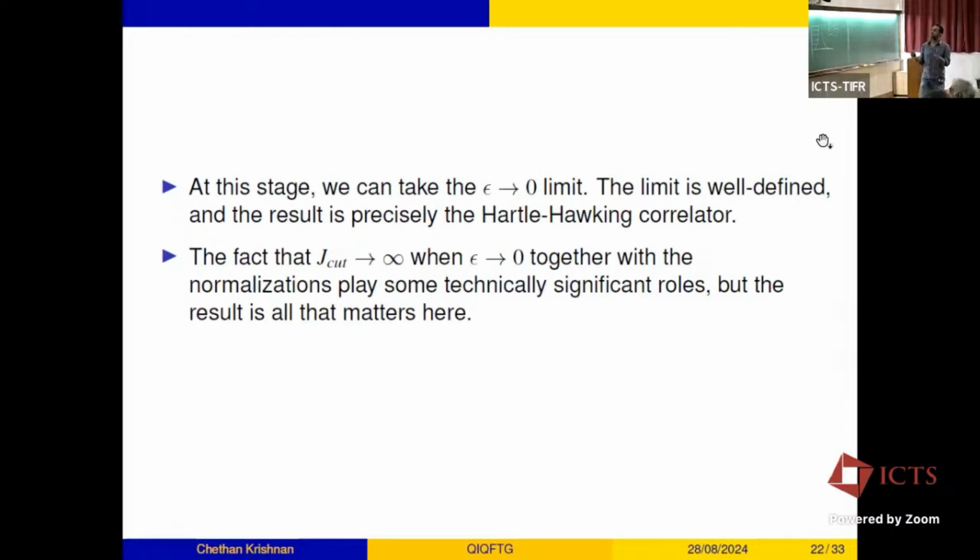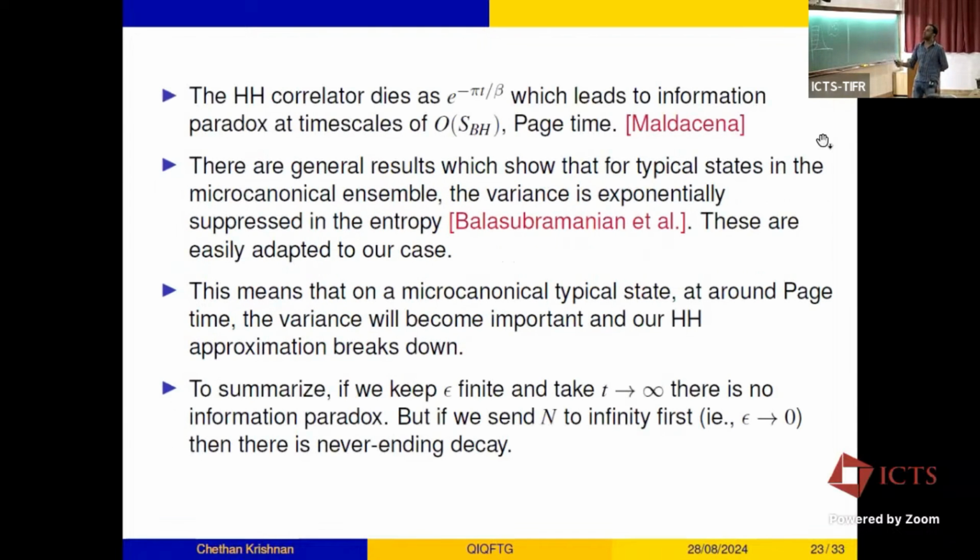At this stage, we can take the epsilon going to 0 limit. The limit is well defined, and the result is the hard locking correlator in the outside. There are some technical facts which I'm not emphasizing, but I want to emphasize that once you make this particular setup, everything is completely determined. And at the end, you finally find this result.